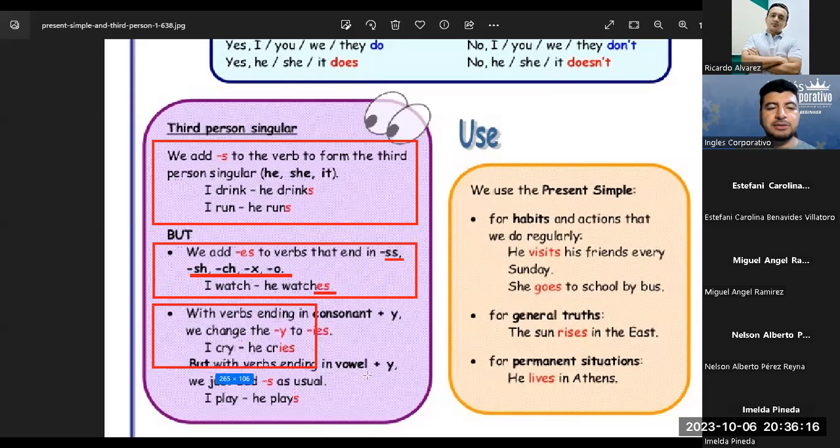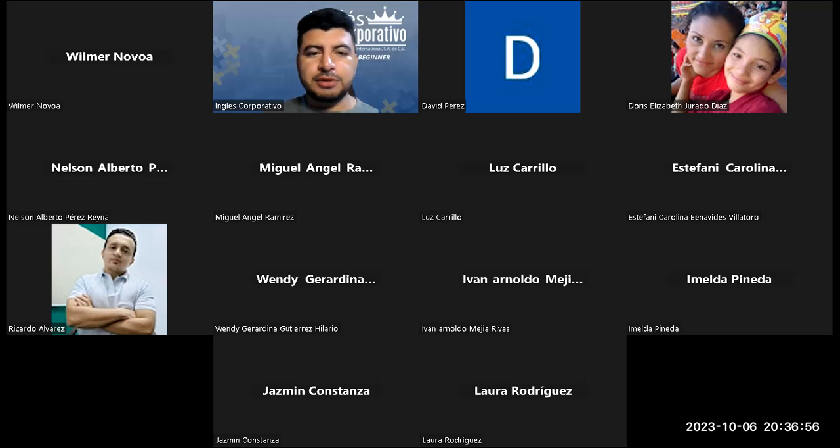Y en el último caso, son los verbos que terminan con la letra Y. Normalmente, cuando terminan con la letra Y, lo que se hace es agregarle IES. ¿Ok? Pero si ese verbo termina con Y, pero antes lleva una vocal, se le agrega solo S. Es como el primer caso. Place, ¿verdad? Así que básicamente eso sería pues lo que quería explicarles como retroalimentación para que no tengamos dudas con respecto a las affirmatives y las terceras personas, ¿ok? Bien, continuamos con el tema porque esto me quedó pendiente del día de ayer. Vamos con lo siguiente.